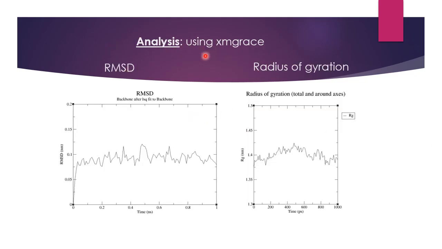So this is the analysis after performing the MD run. So this is the RMSD value. This is the radius of gyration.